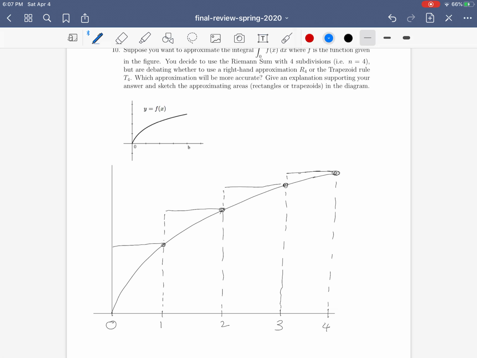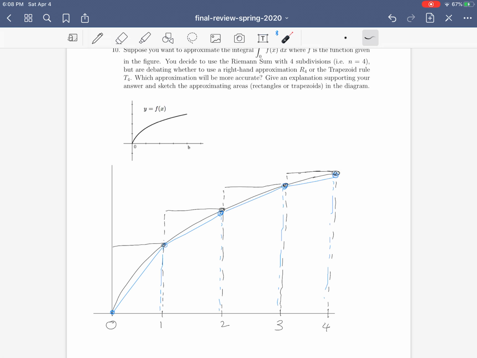And then we're asked to compare this with the trapezoidal rule. So what do we do in the trapezoidal rule? We approximate the area under the curve by a trapezoid in each subinterval. So here are my trapezoids. So a trapezoid is defined by 4 points. So in general, it's the endpoints in the interval here, and then the function values at the endpoints.